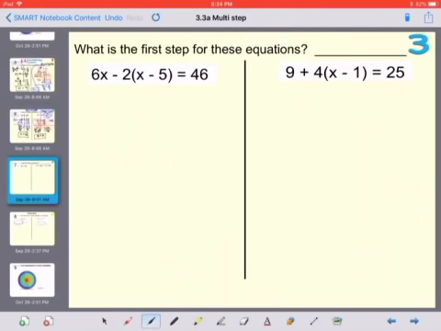Flip over to the back side. What is the first step for these equations? Now, we see a couple different things. I know we have more than one letter, but we can't combine our letters right away because we have these parentheses in the way. So to get rid of those parentheses, we need to, again, distribute.